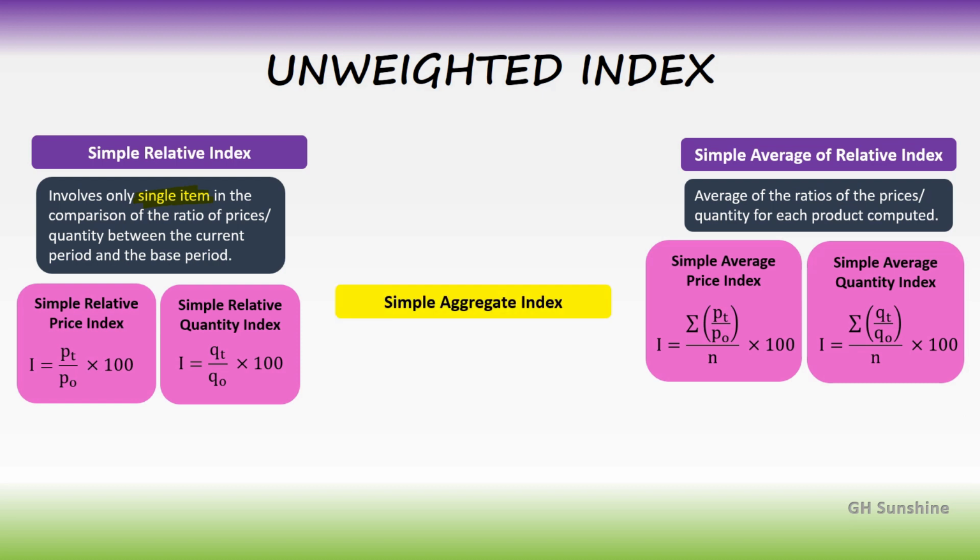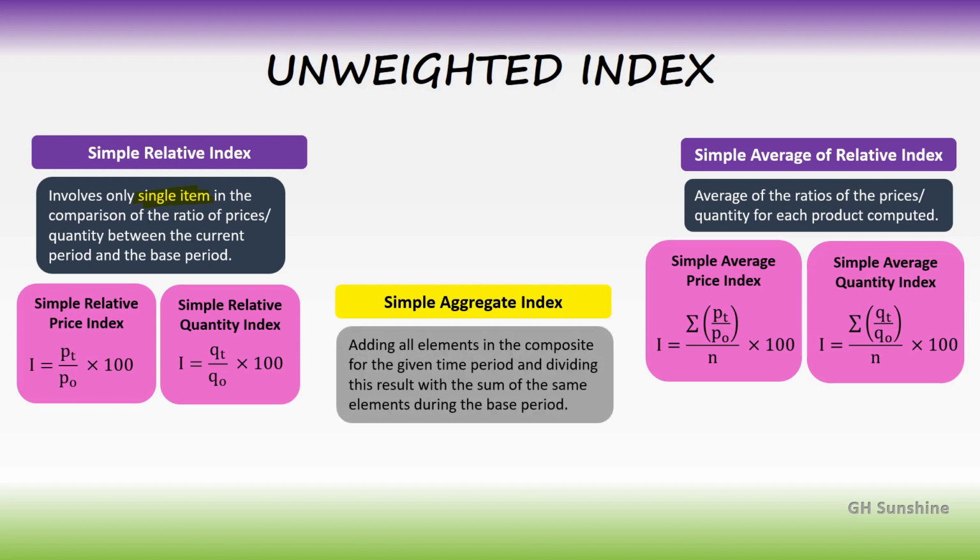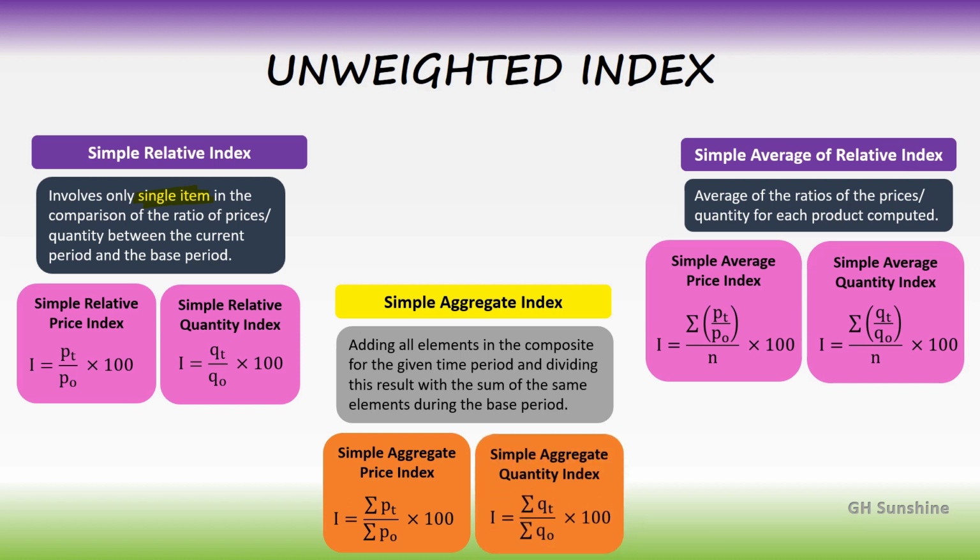And last one for unweighted index is simple aggregate index. This one is based on adding all elements in the composite for a given time period and dividing this result with the sum of the same period elements during the base period. This one is the formula for simple aggregate price index. Second is simple aggregate quantity index.